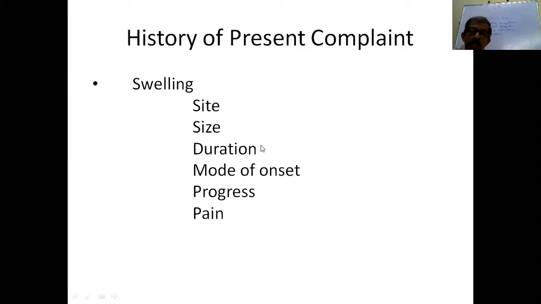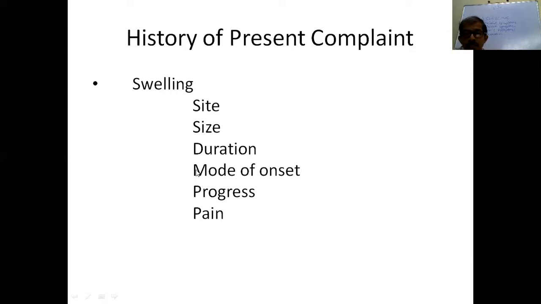Or it may start as a de novo malignancy. But even in de novo malignancy, the duration of thyroid malignancy is long compared to other malignancies. So just because the duration is in years, don't exclude carcinoma thyroid. That is important. Then again, mode of onset also. Mode of onset is not abrupt in carcinoma thyroid. It may be insidious even in carcinoma.